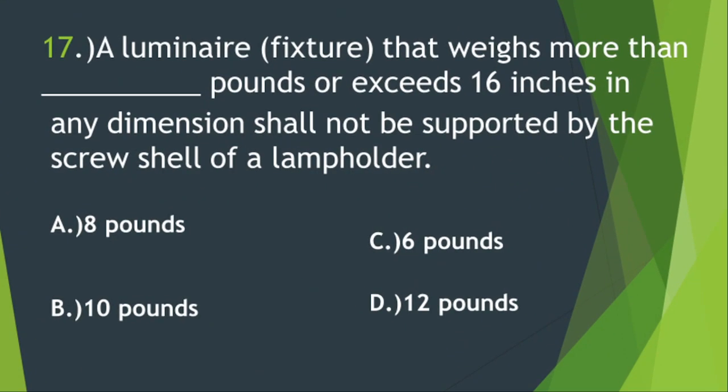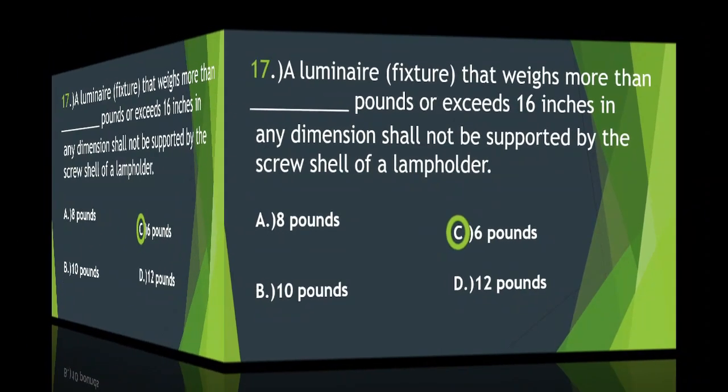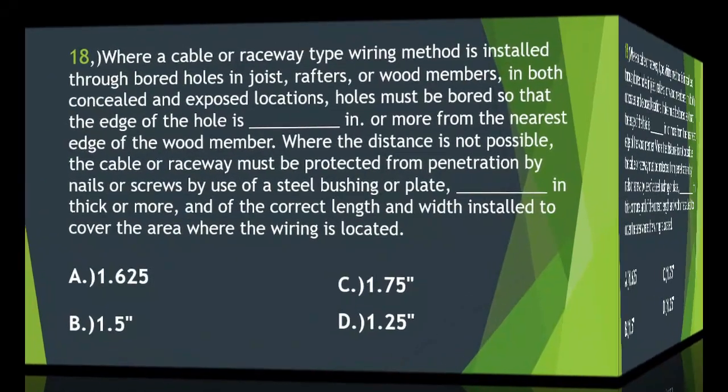Number 17. Aluminum fixtures that weigh more than blank pounds or exceed 16 inches in any dimension shall not be supported by the screw shell of a lamp holder. A. 18 pounds, B. 10 pounds, C. 6 pounds, D. 12 pounds. Answer is C. 6 pounds.